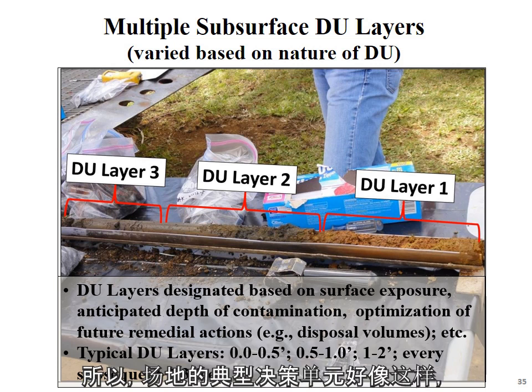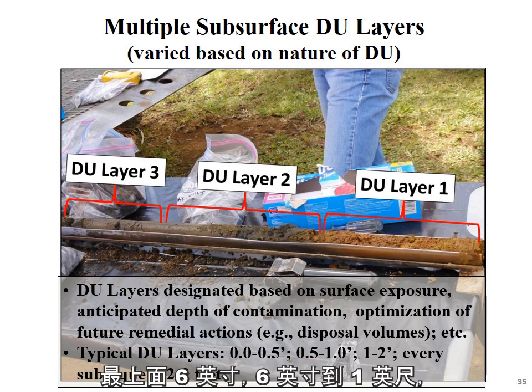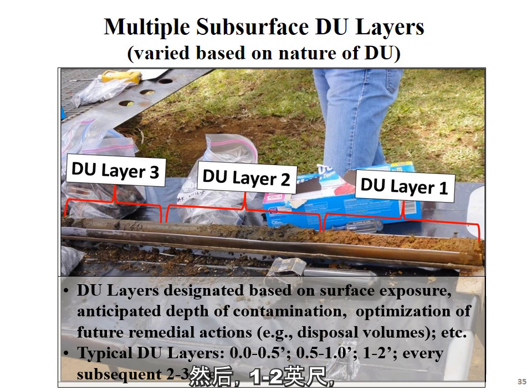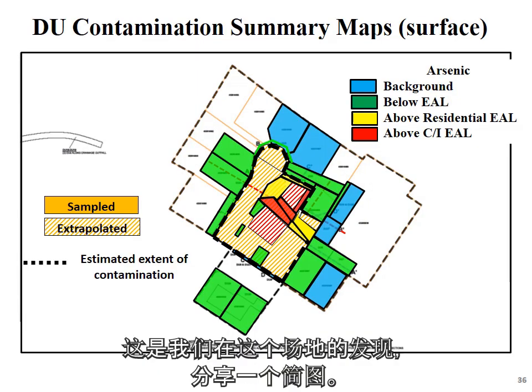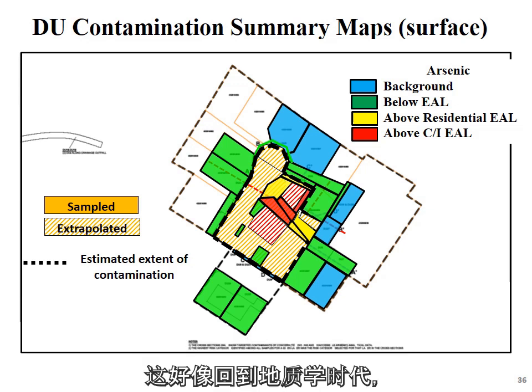remediation. So typical DU layers for sites like this: the top 6 inches, 6 inches to a foot, and then 1 to 2 feet. Then maybe the other DU layers might be 1 foot or 2 or 3 foot thick, depending on the site and the resolution you want. Here's what we found at this site, to share a quick map. And this kind of gets back to the geology days, putting maps together.